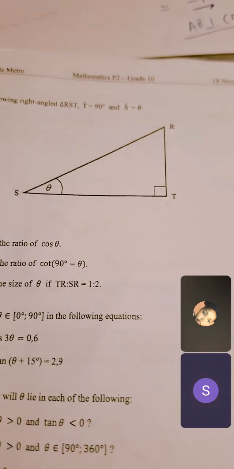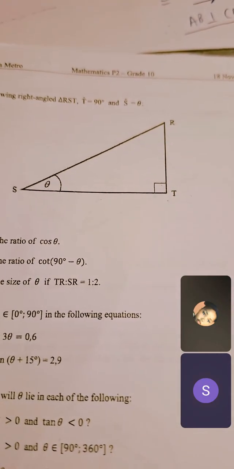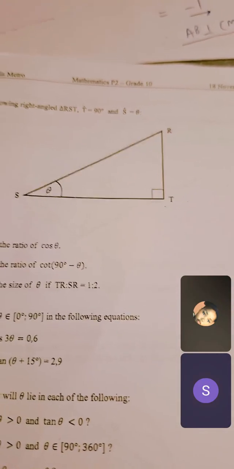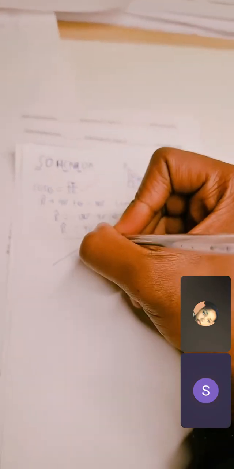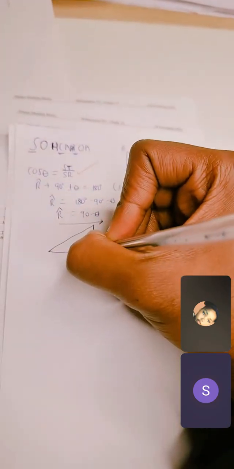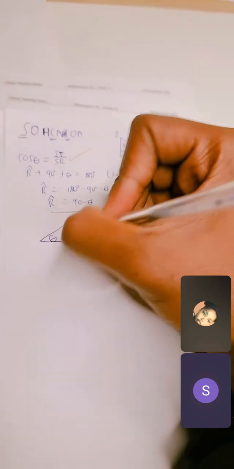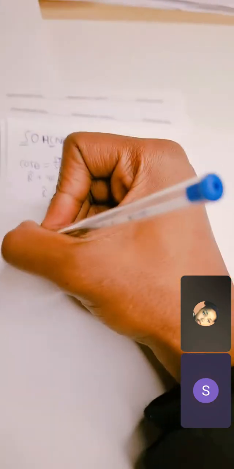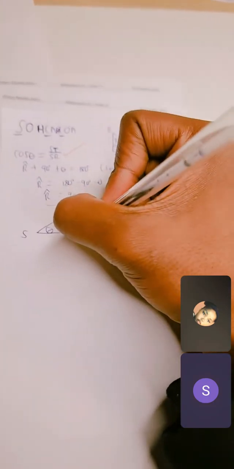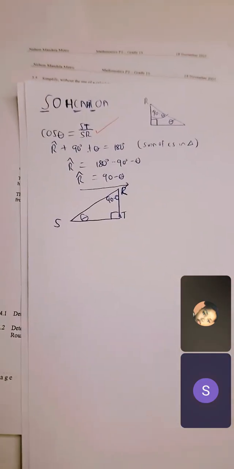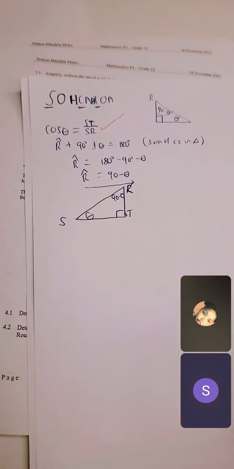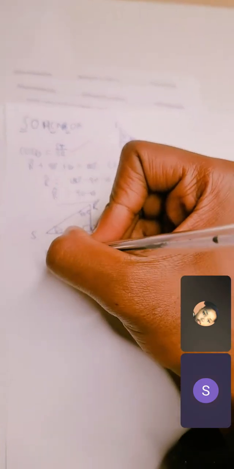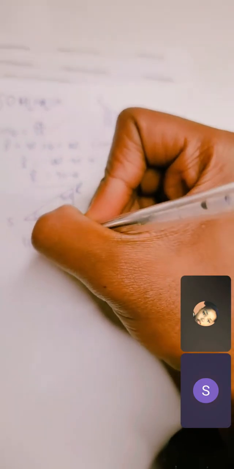Are we following? Yes, sir. So then you find it, you go and insert it in your right angle triangle so that you have more information. You have theta now, you have 90, you have 90 minus theta. This is S, this is R, this is T. Any questions? No, sir. Then what is cot of 90 minus theta?